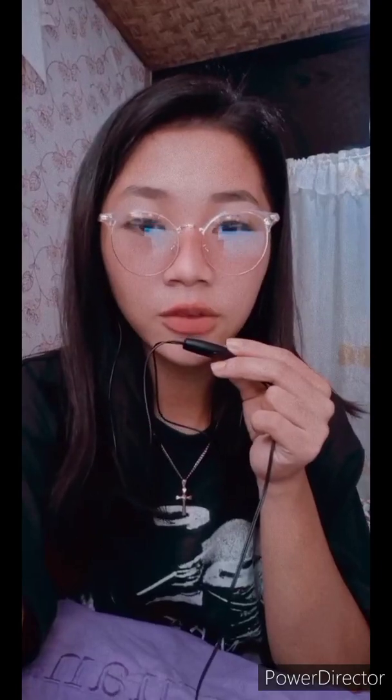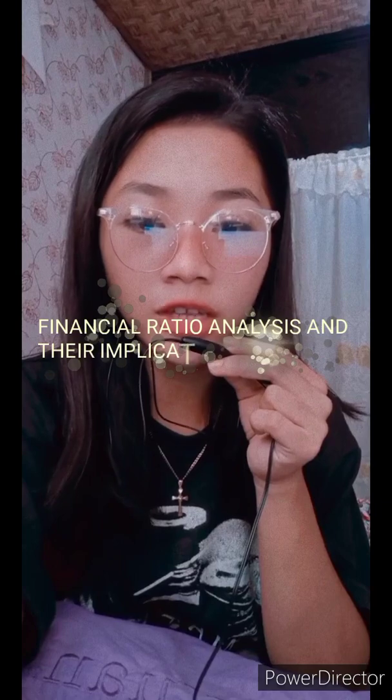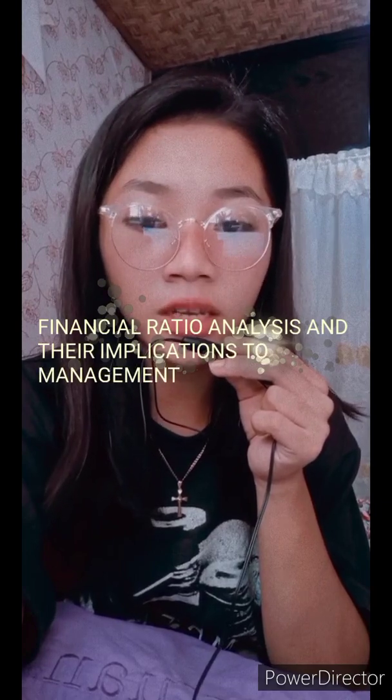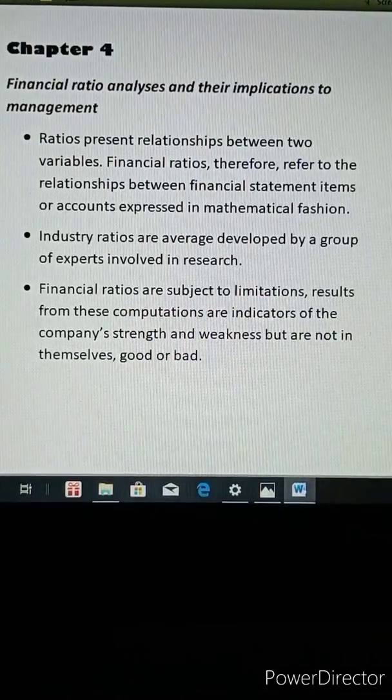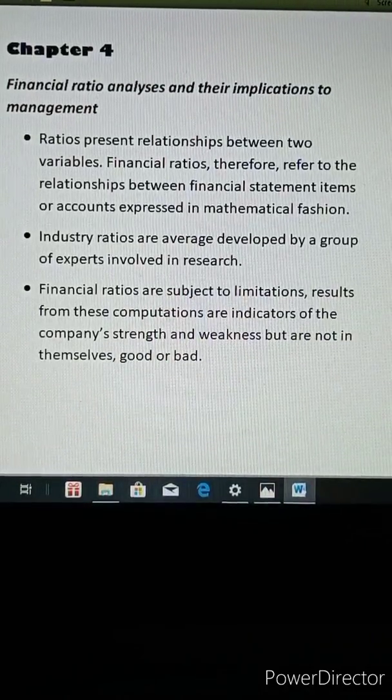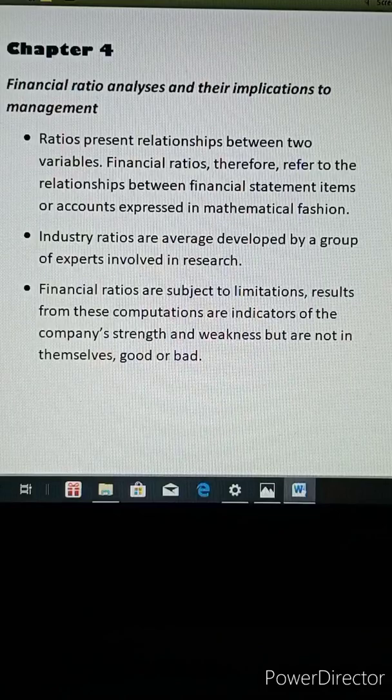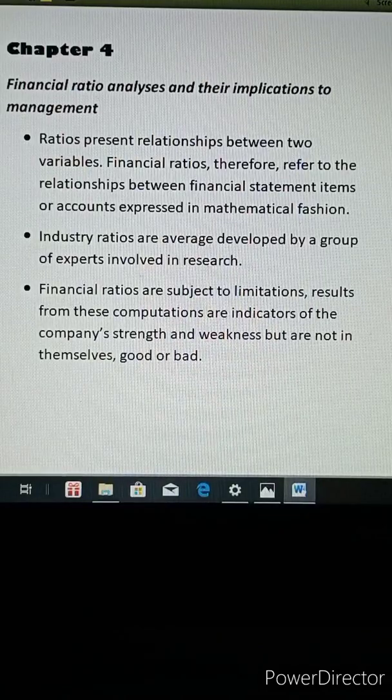Good day everyone. Today I will be discussing the first half of our topic, which is financial ratio analysis and their implications to management. This is on chapter 4. To start with, ratios present relationships between two variables. Financial ratios therefore refer to the relationships between financial statement items or accounts expressed in mathematical fashion.